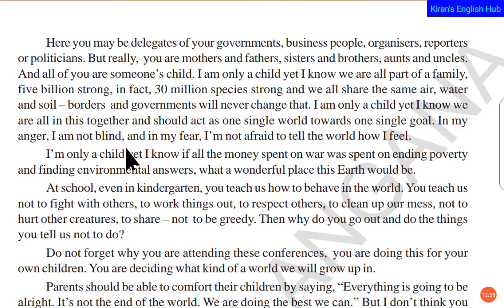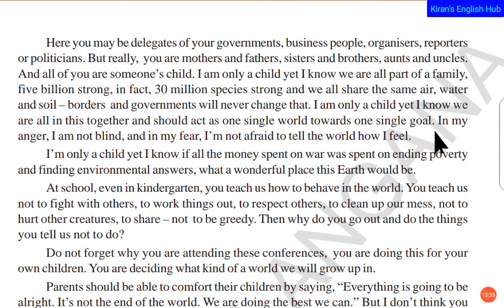So this earth is not the only place for the single human species, but also for millions of other species. We humans are just using it for our own benefit, instead of thinking about the life and livelihood of the other millions of species. Okay, so we also share borders, and governments will never change that. I am only a child, yet I know we are all in this together and should act as one single world towards one single goal.